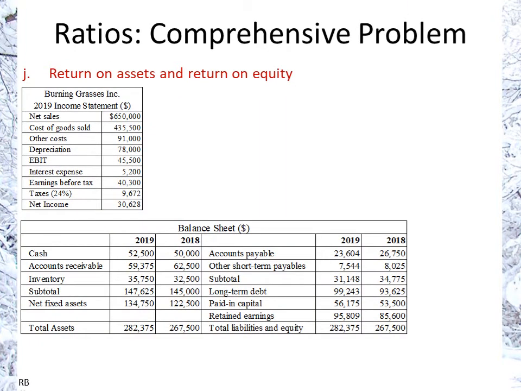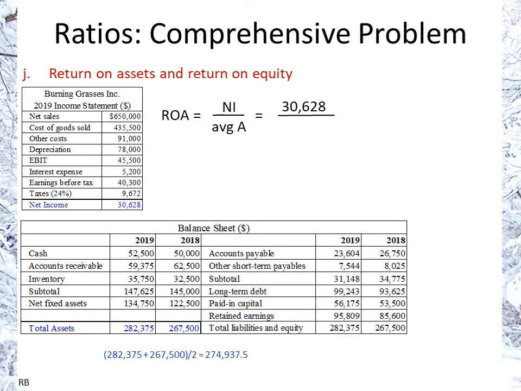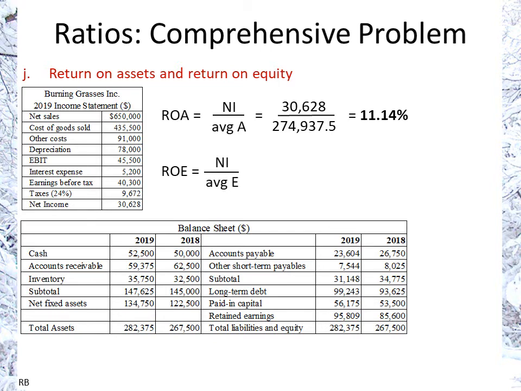Now to calculate the return on assets and return on equity, the return, of course, again, is a profitability measure. So we're looking at net income. And for the assets, the return on what? The assets. So what's the average asset? Because we have an income statement value in the numerator and a balance sheet value in the denominator. So we're going to use the average again. So the net income is 30,628, and the average assets we're looking at is 275,000. So that gives us the 11.14%.